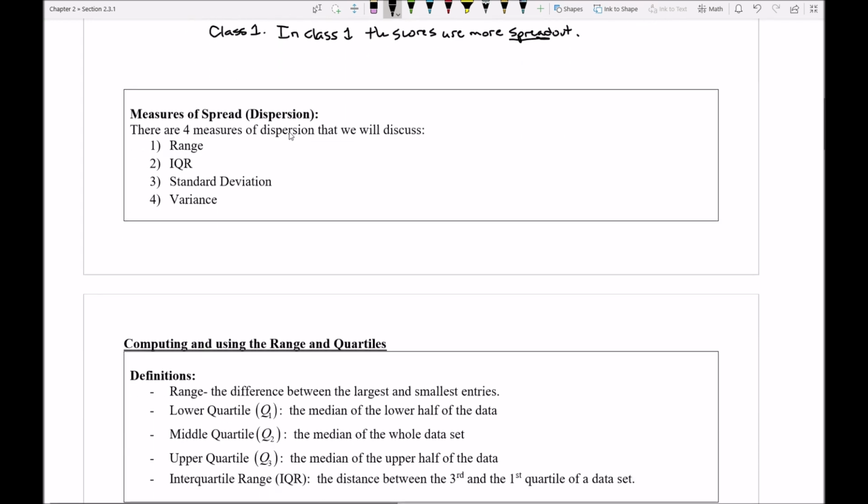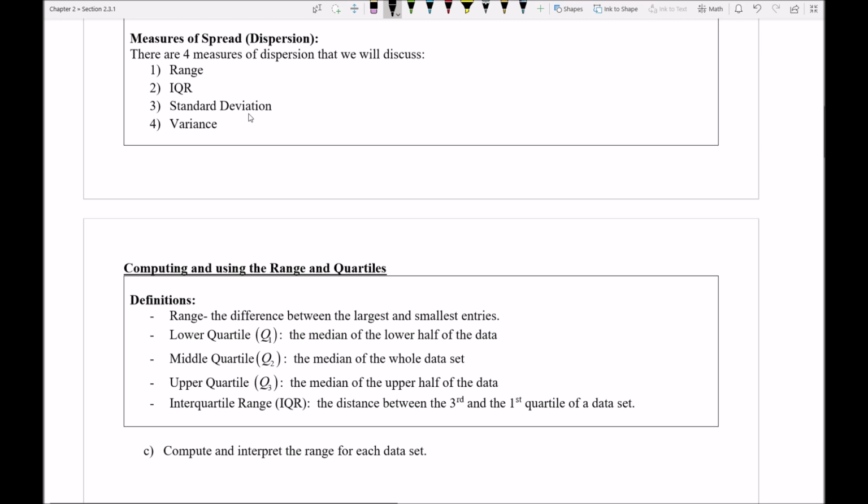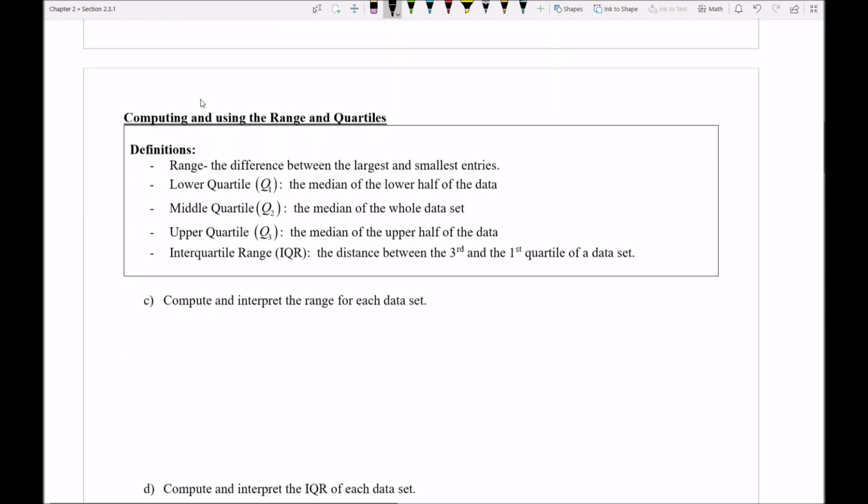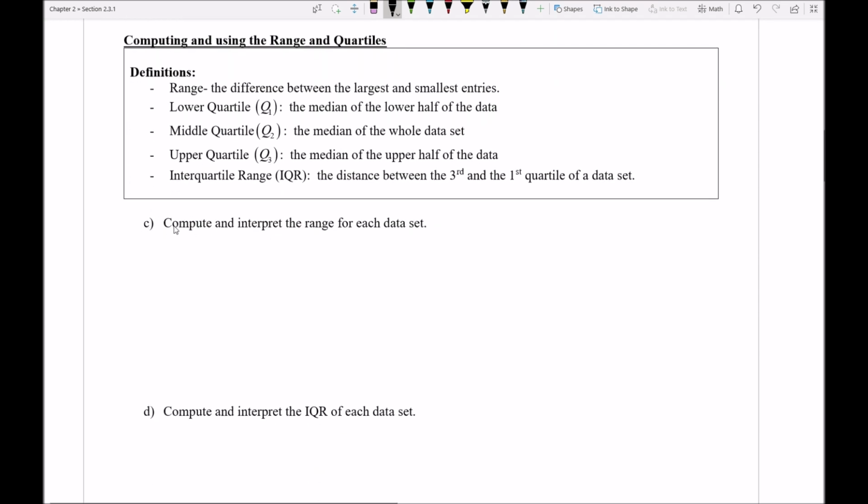So we have these 4 measures of dispersion, and in this video we're going to be taking a look at how I compute the range and how I compute the IQR, those first two. Notice here, on part C, I'm going to be asked directly to compute and then interpret the range for each of the data sets that I had up above. Well, if I look at the definition in the box above, I can see that range is just defined as the difference between the largest and the smallest entries in a data set. Okay, so this should be pretty easy to compute.